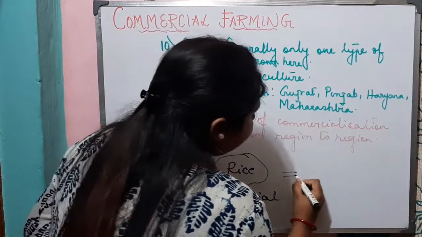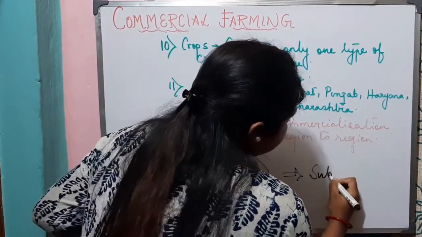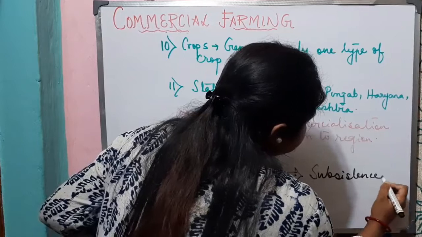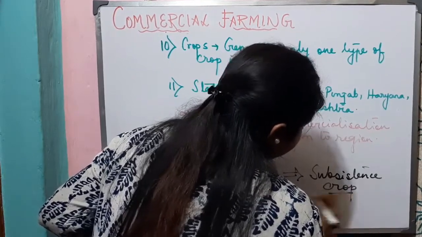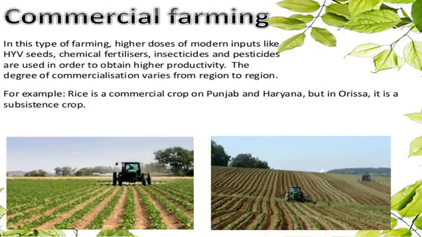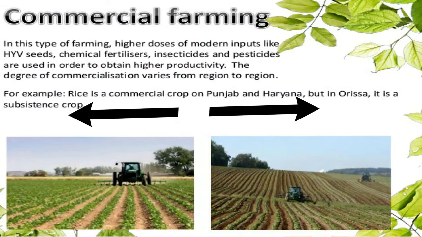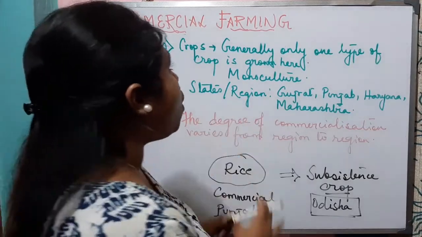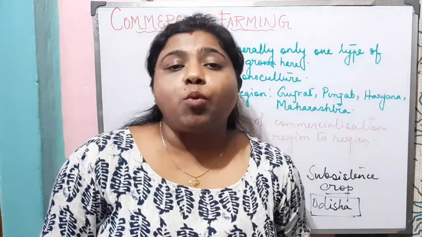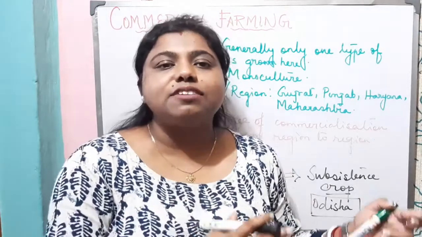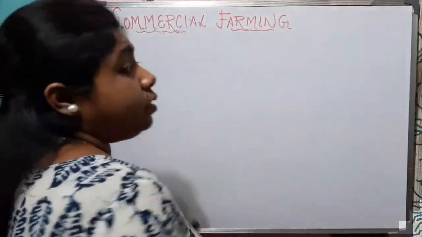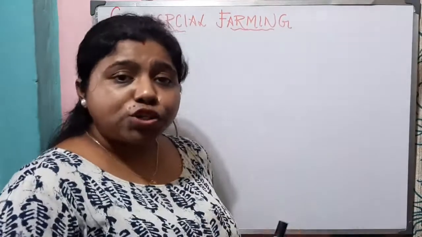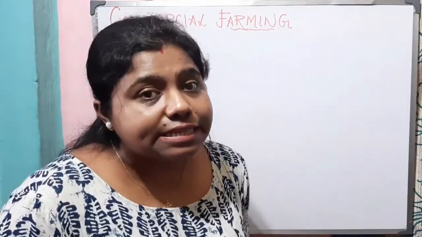Whereas in other regions, that particular crop is grown as a subsistence crop. For example, in Punjab, rice is a commercial crop, whereas in Odisha, it is a subsistence crop. So I hope all of you understood the features of commercial farming. Now let us see what are the differences between intensive subsistence and commercial farming.